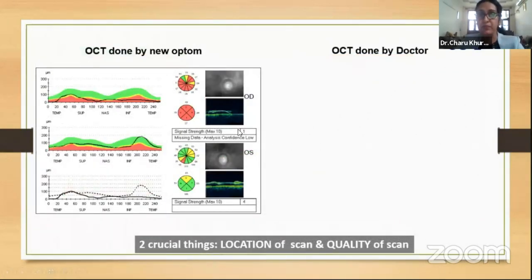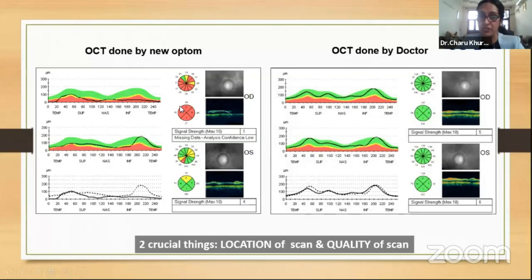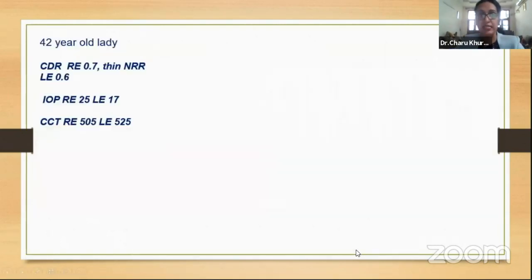Yet another example where I want to show you how the signal strength gives us an idea. You see this scan showed a lot of RNFL thinning, but look, the signal strength here is only 1 as compared to when we repeated the scan with a higher signal strength. And even for the left eye, the RNFL thickness definitely improved. So definitely look at the location and the quality of the scan before you confirm your findings.